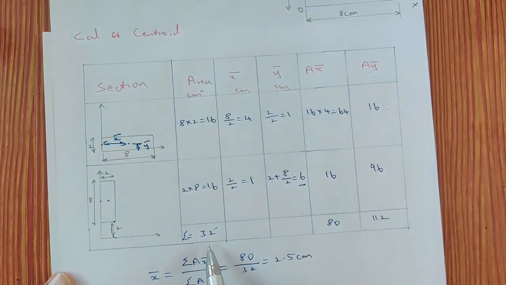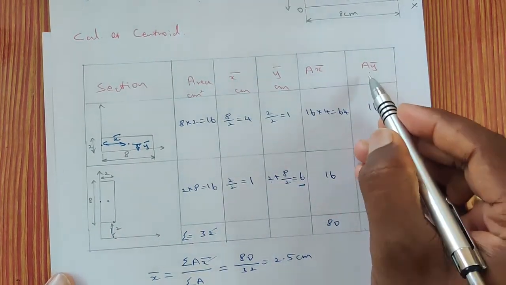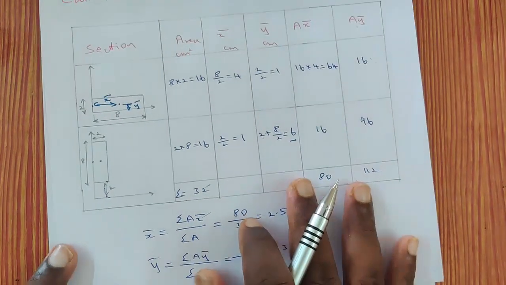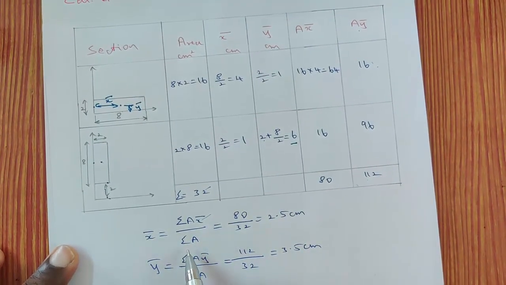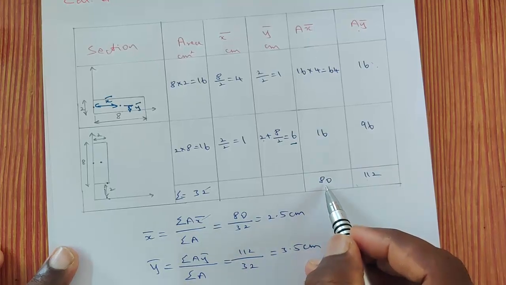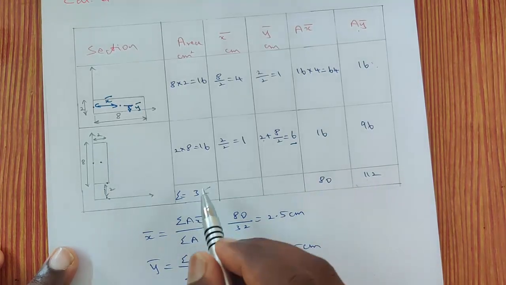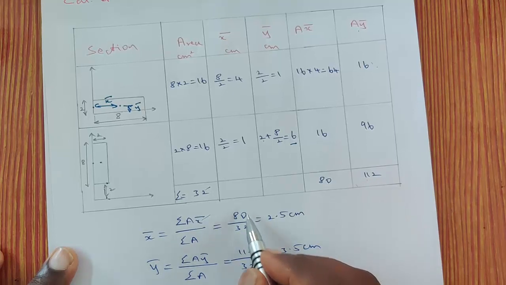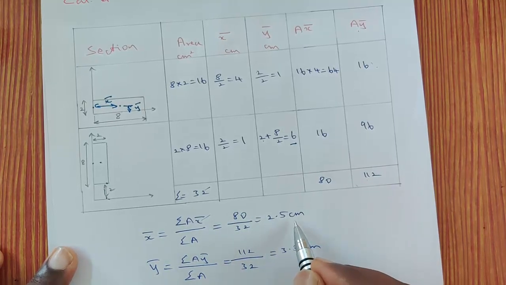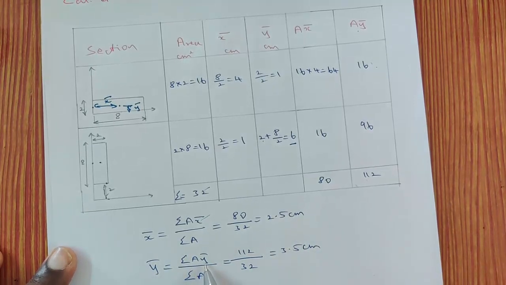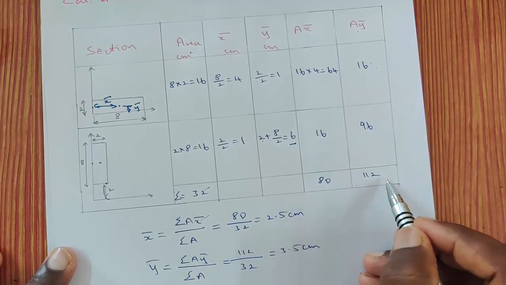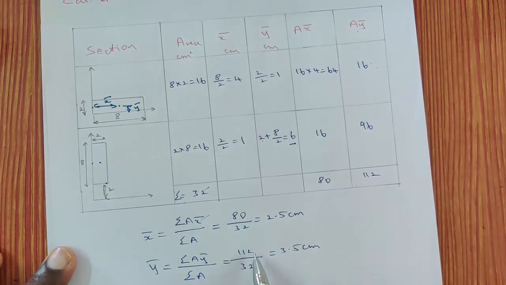Summation of area is 32, summation of ax bar is 80, summation of ay bar is 112. To find the centroidal value, x bar is equal to summation of ax bar divided by summation of a. Summation of ax bar is 80, summation of a is 32. It is 80 divided by 32, that is equal to 2.5 centimeter. Then y bar is equal to summation of ay bar divided by summation of a. Summation of ay bar is 112 and summation of a is 32. It is 112 by 32, that is equal to 3.5 centimeter.